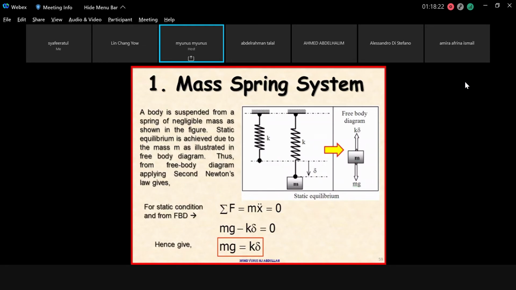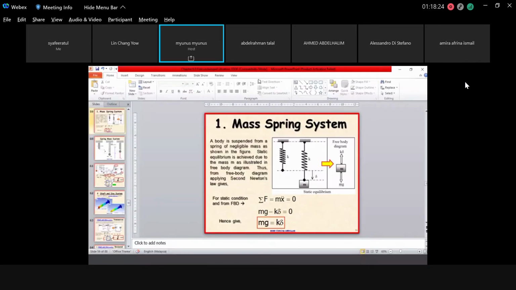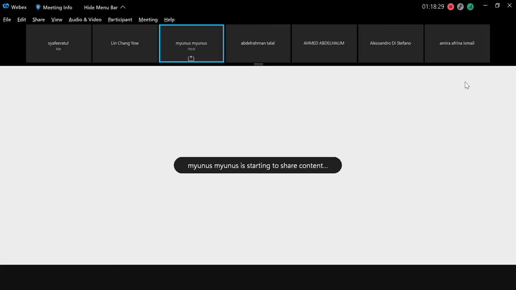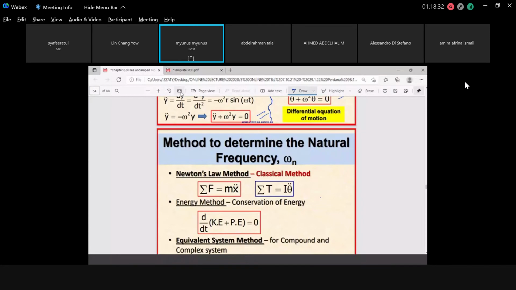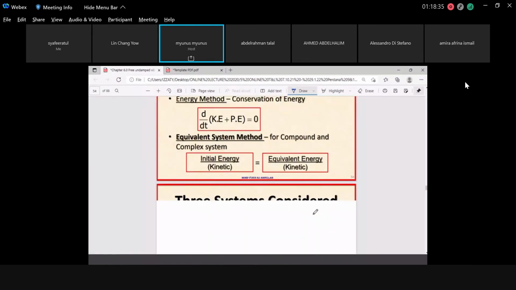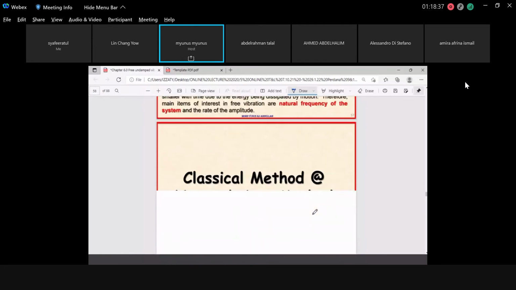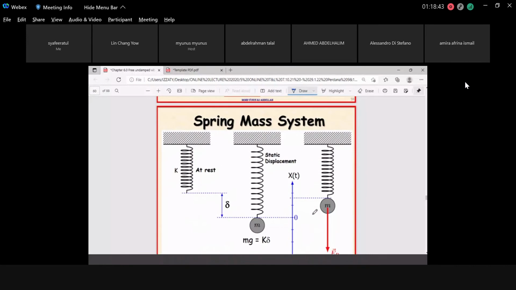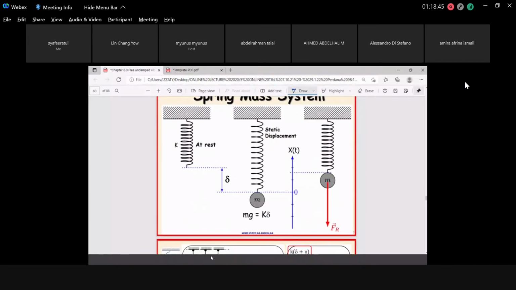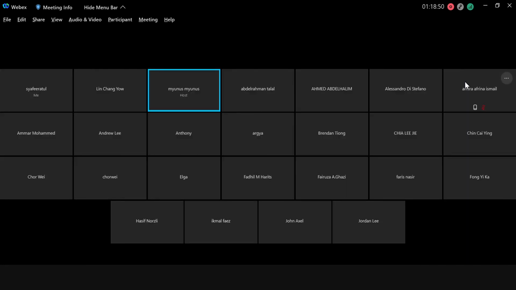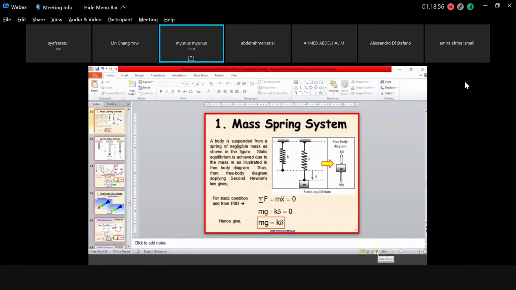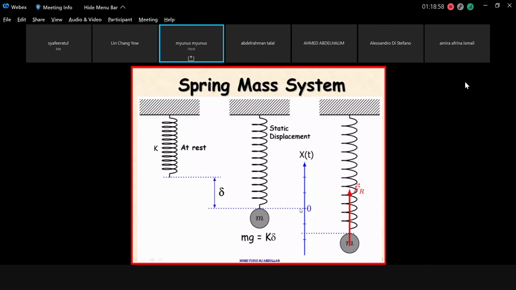I'm going to share with you again. As I mentioned earlier, I'm going to stop sharing this one. I'm going to pick up my PDF. So I'm going to share with you how we are going to generate this equation for omega n. Sorry class, I'm going to go back because I need the animation. Yeah, look at the animation.